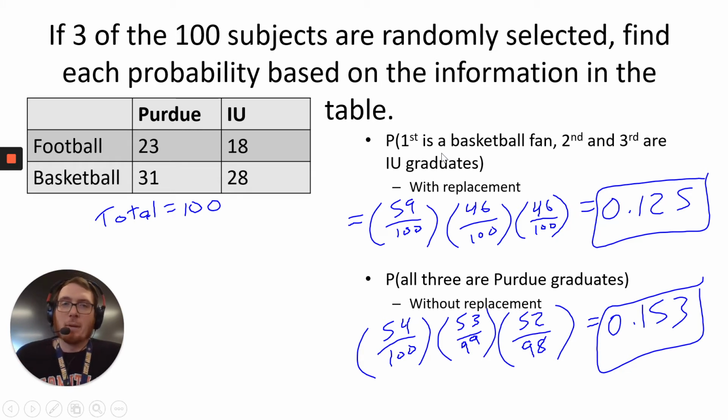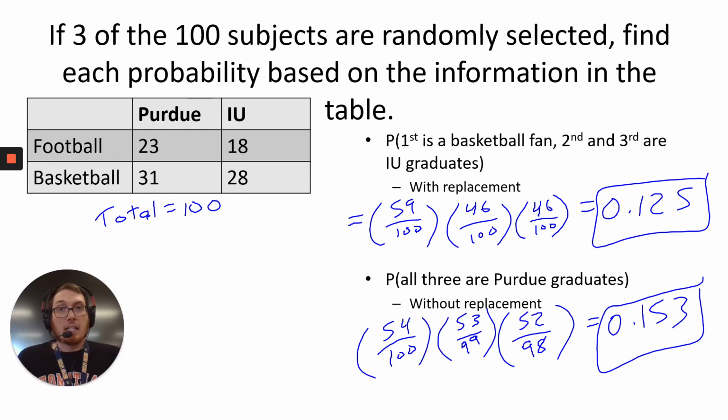Okay, now notice this is different than what we did before. This is find the probability of one thing, then another, then another. And this first one says with replacement. It says find the probability that the first person you pick is a basketball fan. So I would go to the basketball row, add those up, and that's 59 out of 100. Then the second and third are IU graduates. So IU graduates would be this column, and I add those up and I get 46. So it's 59 out of 100 times 46 out of 100 times 46 out of 100 because it's with replacement.